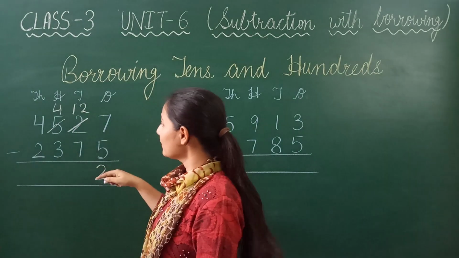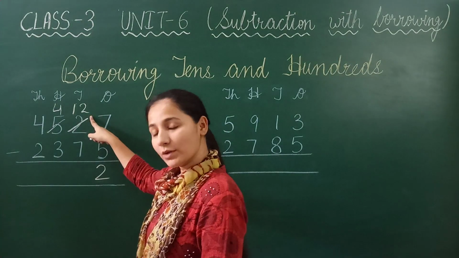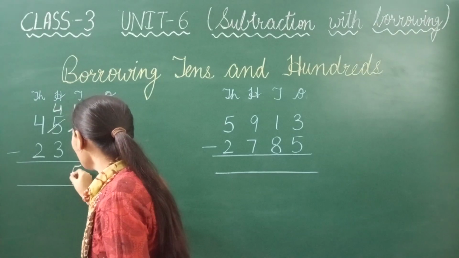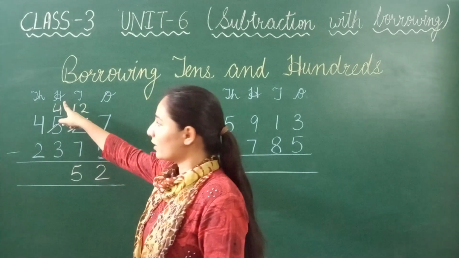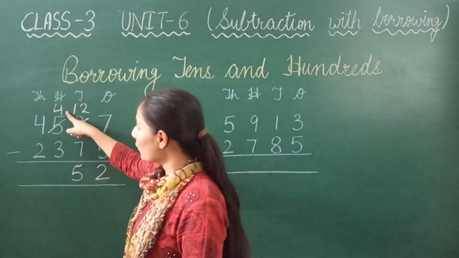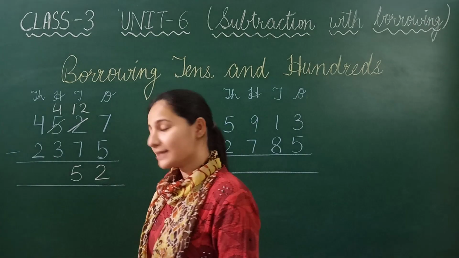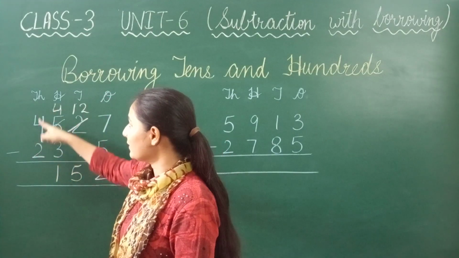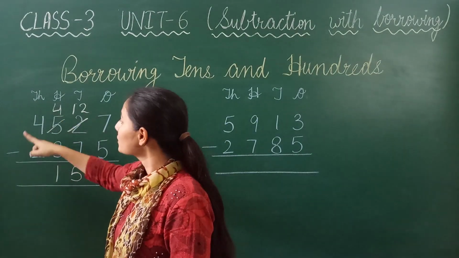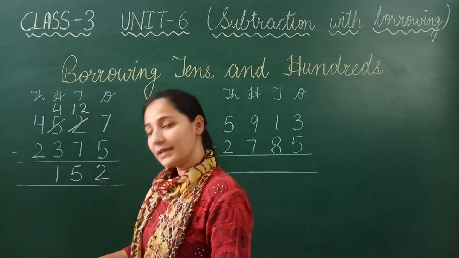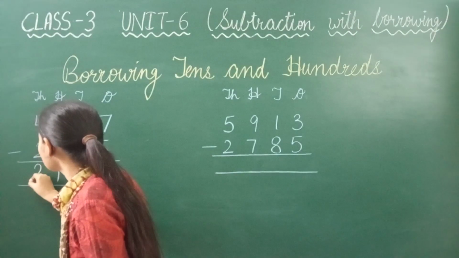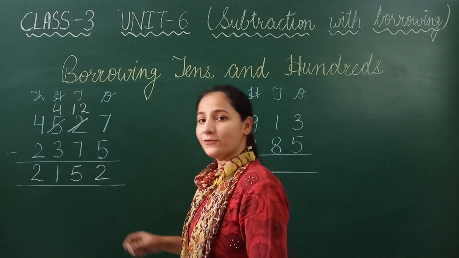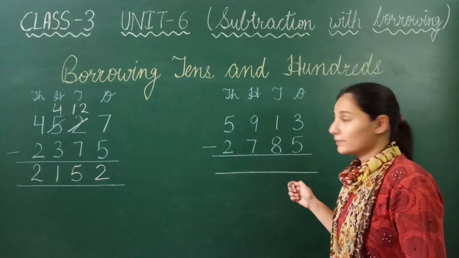Now we can subtract 7 from 12. Okay, so what is 12 minus 7? Yes, it is 5. Now let's go to hundreds place digit. What is 4 minus 3? Yes, it is 1. And now let's subtract thousands place digit. So what is 4 minus 2? Yes, it is 2. So our answer is 2152. Now let's do the second one.